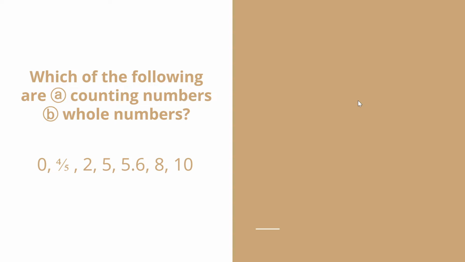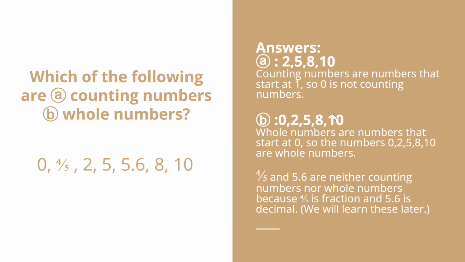Okay, time's up, and the answer for counting numbers is 2, 5, 8, and 10. Because counting numbers are numbers that start at 1, so 0 is not a counting number. The answer for whole numbers is 0, 2, 5, 8, and 10. Because whole numbers are numbers that start at 0, so the numbers 0, 2, 5, 8, and 10 are whole numbers.